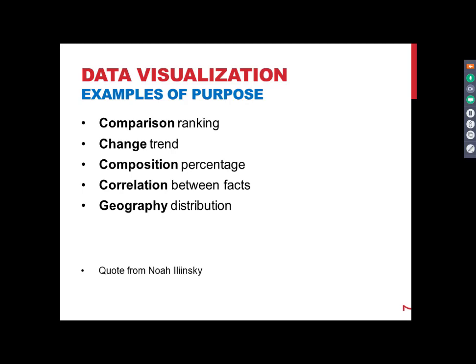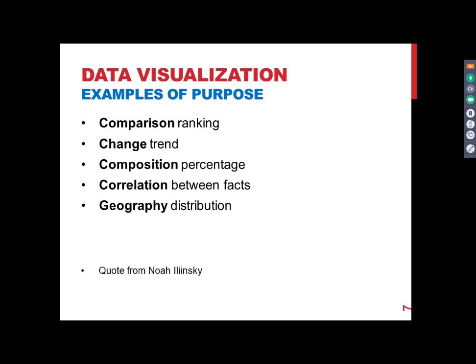Some of them are comparison. We need to compare one against others, or order, say, ranking a number of elements. Change, for example, trend: show a time series, how the sales are going along the years, months, weeks. Composition: what about the sales of a certain product? What's the percentage? Part of whole. Sometimes we need to show that.